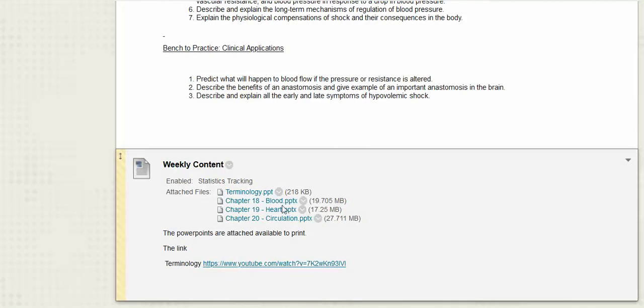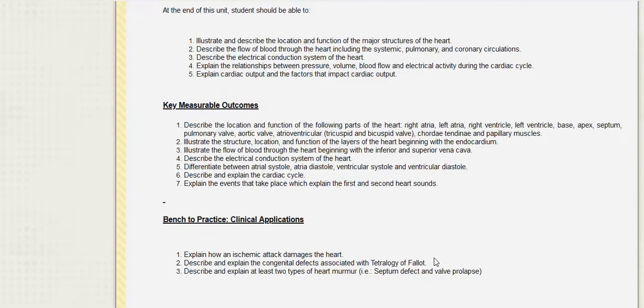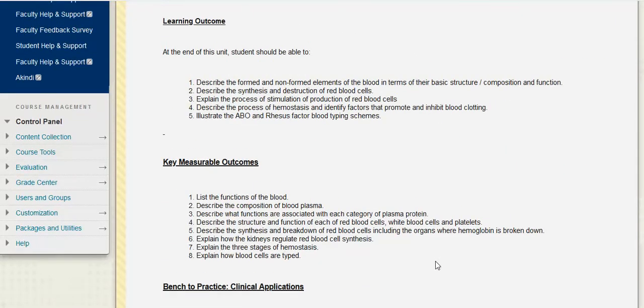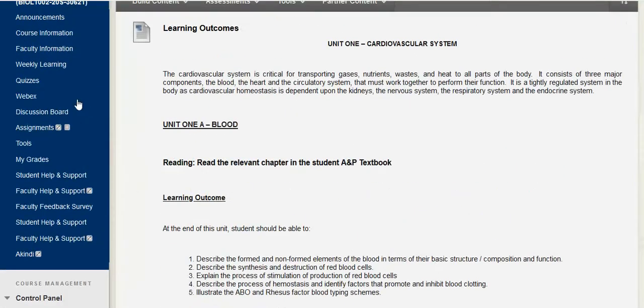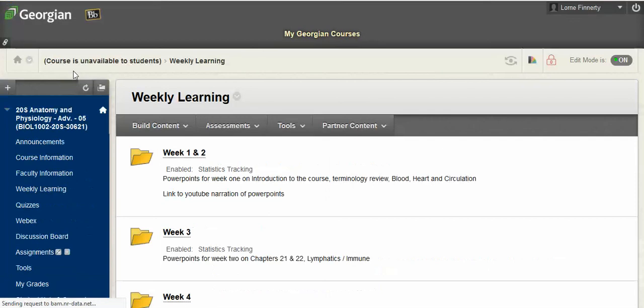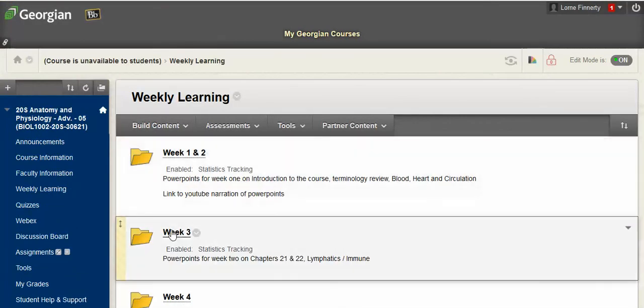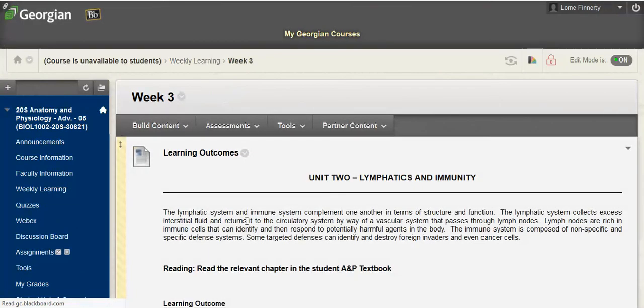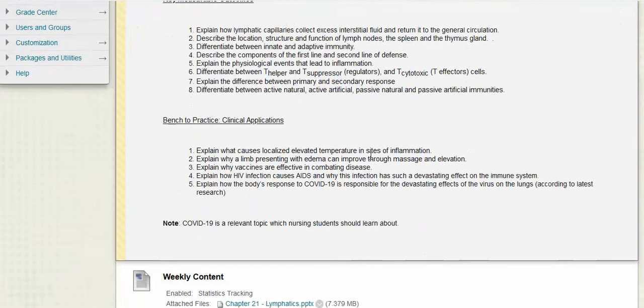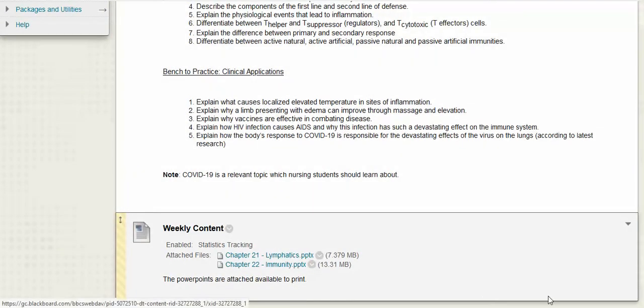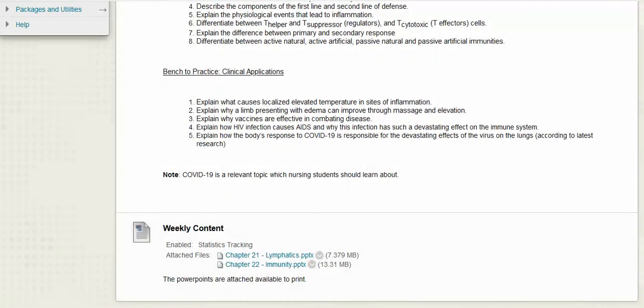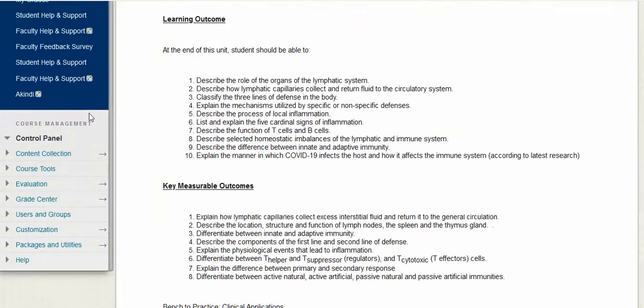I have yet to record the blood, heart, circulation ones. They will be here shortly. As a matter of fact, it's the next thing on my list of things to do. And you will see that every week, so week 3 has the exact same thing, lymphatics and immunity, and then the PowerPoints, and there will be links to a YouTube video.